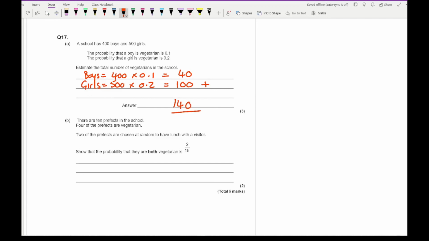It says that there are 10 prefects at the school. 4 of the prefects are vegetarian. 2 of the prefects are chosen at random to have lunch with a visitor. Show that the probability that they both are vegetarian is 2/15. Well, the chance of selecting a prefect that is vegetarian is going to be 4 out of 10. Then the probability of the next one, well, there's only 3 left out of 9. So that's going to be 12/90. And if I then simplify that, I get 2/15, which is what they wanted me to show.